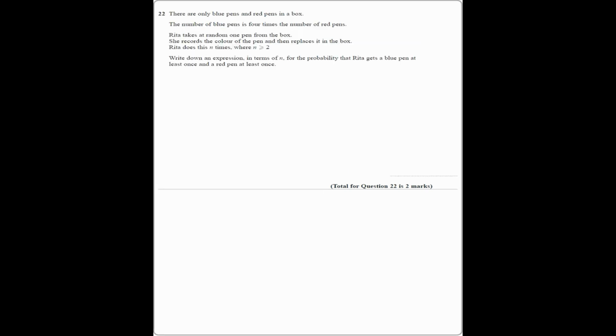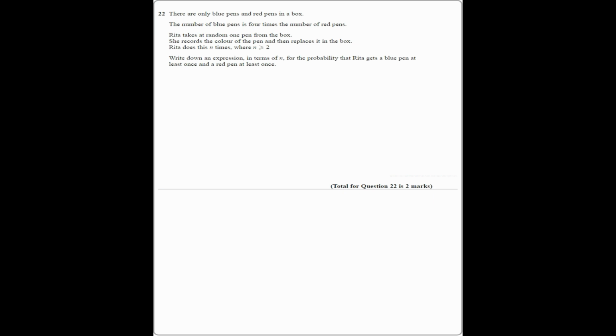Question number 22. There are only blue pens and red pens in a box. The number of blue pens is 4 times the number of red pens. Rita takes at random one pen from the box. She records the color of the pen and then replaces it in the box. Rita does this n times, where n is greater than or equal to 2. Write down an expression in terms of n for the probability that Rita gets a blue pen at least once and a red pen at least once. Okay, let's start the solution of this.